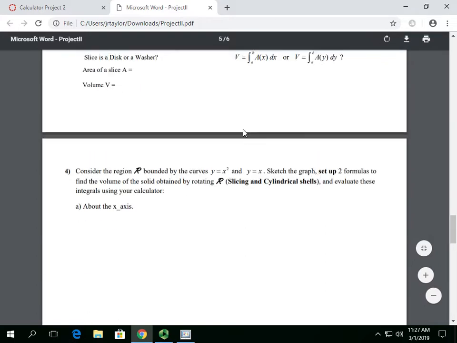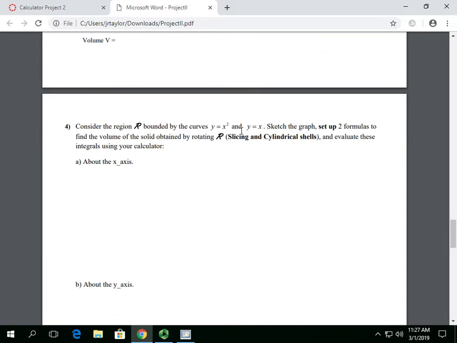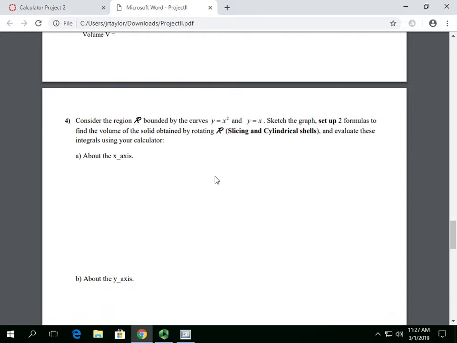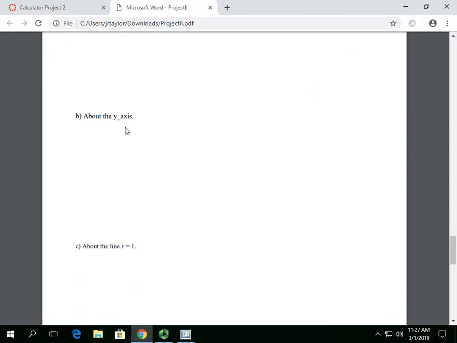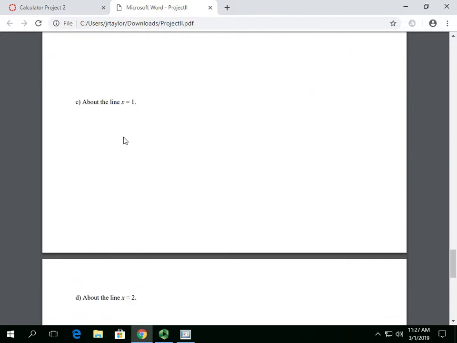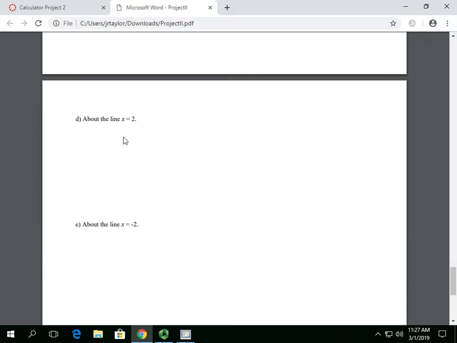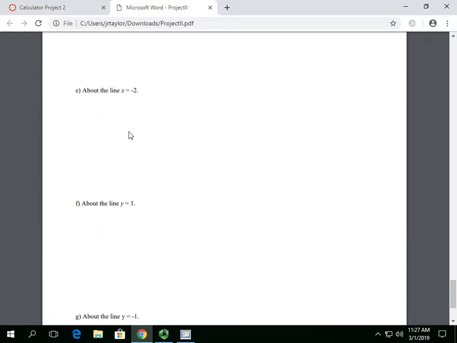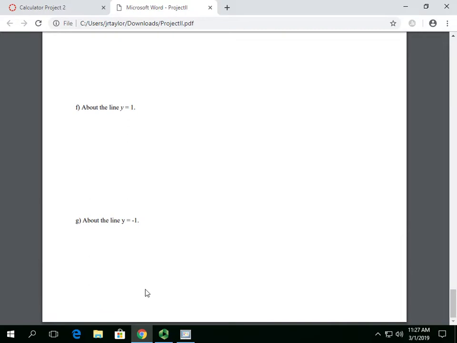And look at what we're doing. We're setting you guys up for the next test and the final exam. They're going to give you one function, this region right here, and they're going to ask you to rotate around the x-axis, rotate around the y-axis, rotate around the line x equals 1, rotate around the line x equals 2, rotate around the line x equals -2, rotate around y equals 1, rotate around y equals -1. One region, and they're making you beat it up. Does that make sense? That's what they like to do to you guys on the final exam.